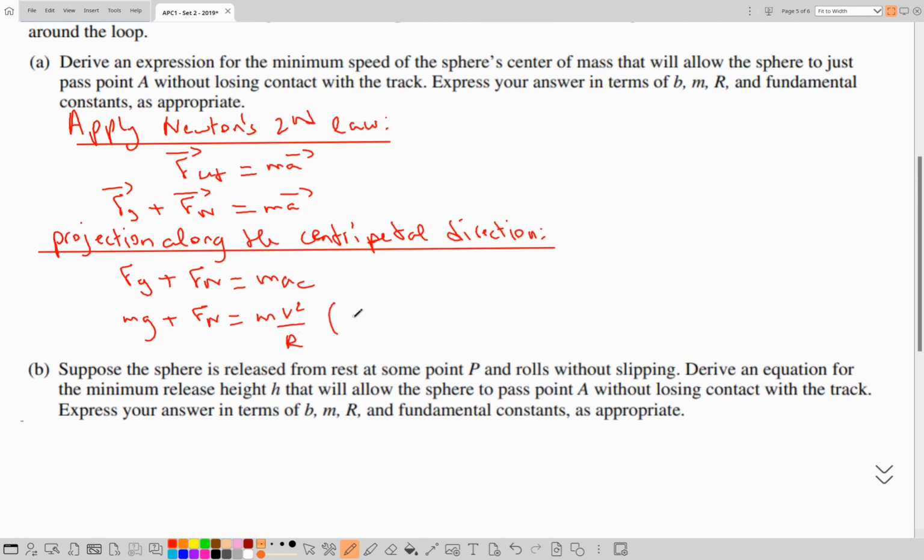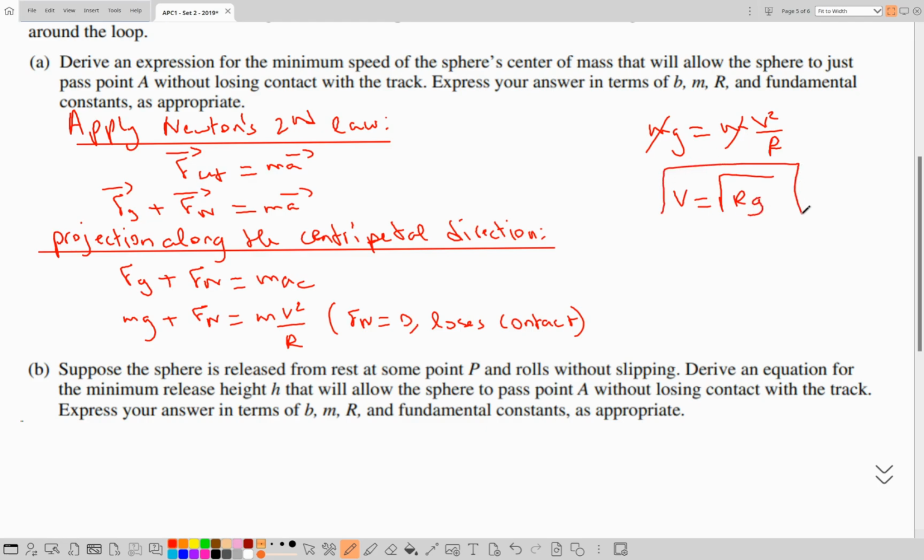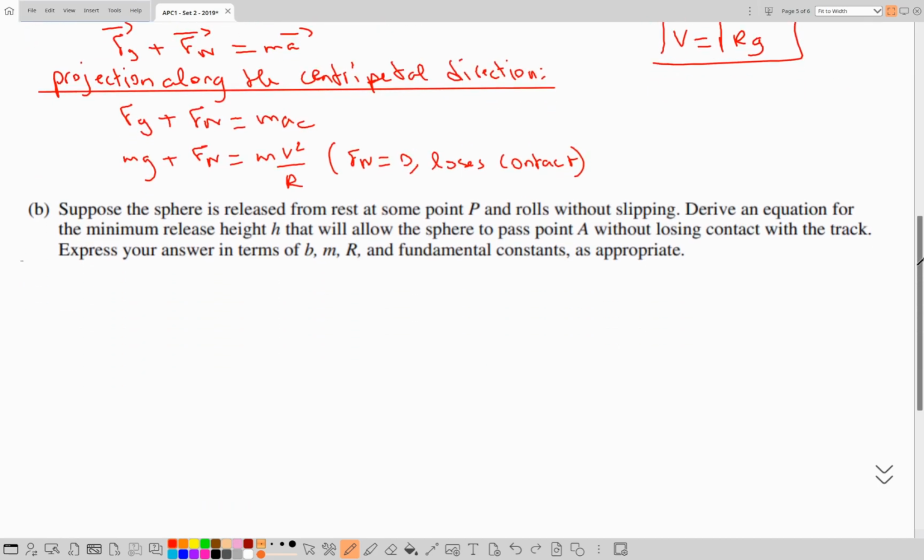And now we need to set the condition given by Fn is equal to 0, loses contact. In this case, that would be mg is equal to mv squared divided by R. Now m with m would cancel, and the minimum speed would be given by the square root of R multiplied by g. This is it for part A.